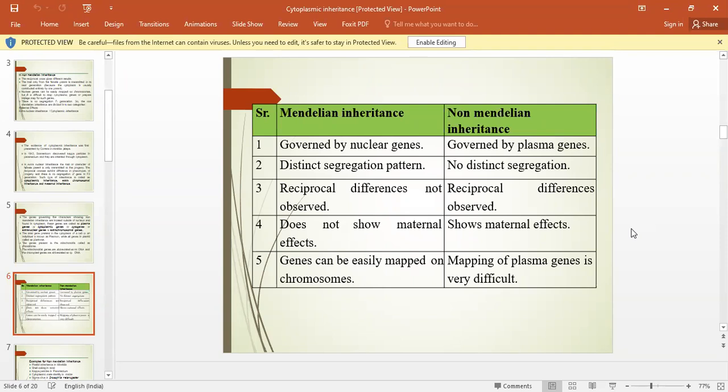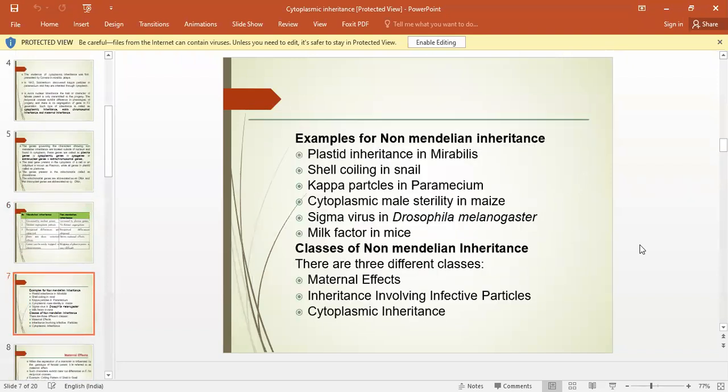In Mendelian inheritance, genes can be easily mapped on the chromosome. But mapping of plasma genes or cytoplasmic genes is a very, very difficult task, so it is not done properly. These are a few differences between Mendelian and cytoplasmic inheritance. So next are the examples of non-Mendelian inheritance.